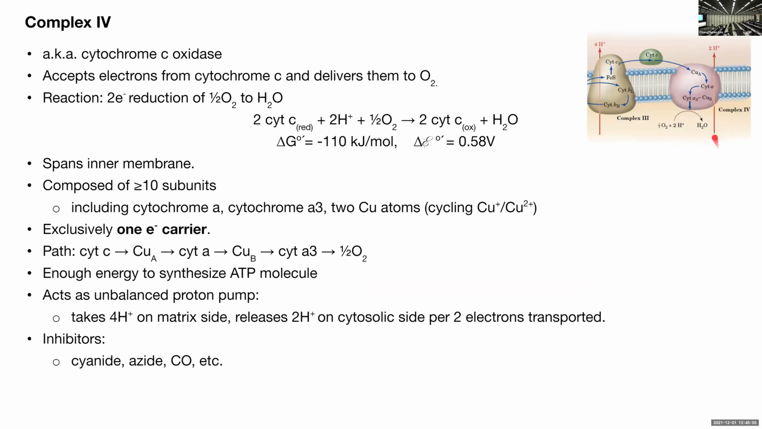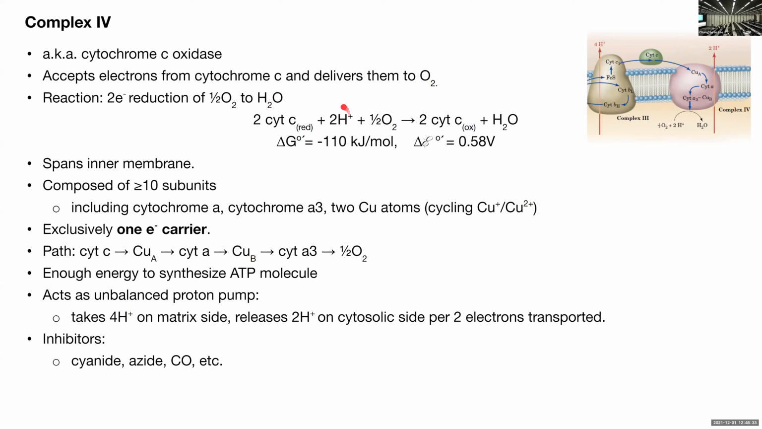All right, so the next one, the last one in the ETC, is complex 4, also known as cytochrome C oxidase. It oxidizes cytochrome C. It accepts electrons, specifically 1 electron at a time, from cytochrome C, and eventually delivers them to molecular oxygen. And here's the reaction. If it gets 2 electrons, then that's going to be the total redox reaction, where 2 cytochrome C are involved, because again, cytochrome C can carry only 1 electron.